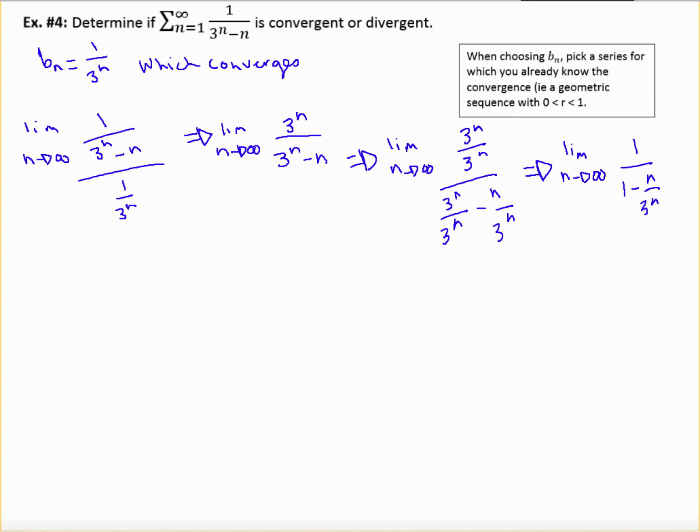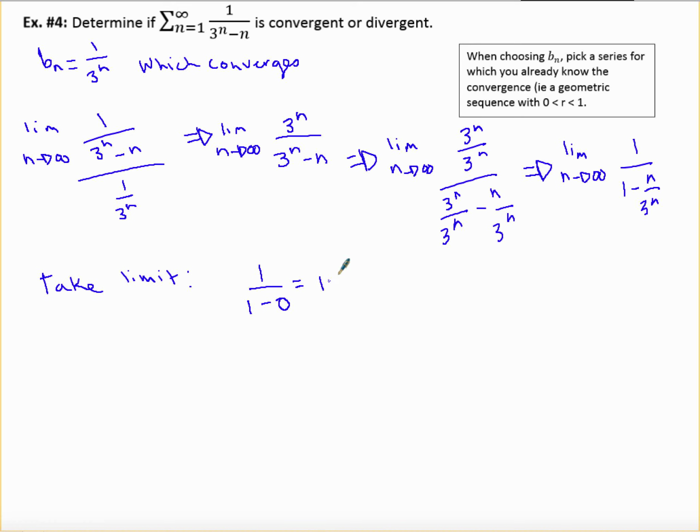Now I'm going to take the limit here, and as n approaches infinity, 1 is going to stay 1. That's nice. Then we have to think about the effect of n getting really large. As n gets really large, my numerator is going to get pretty large, but my denominator is going to get even larger. So this limit is going to be 0, since my denominator is growing faster than my numerator. So this is going to give me 1. Again, this is a constant.